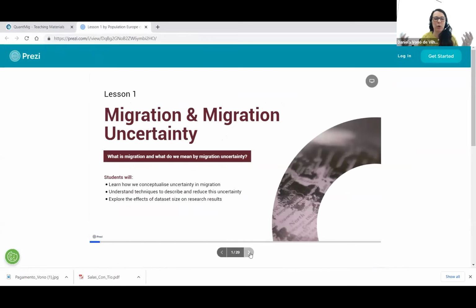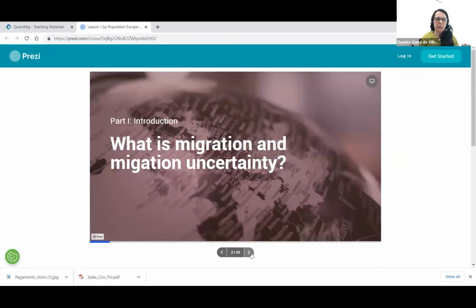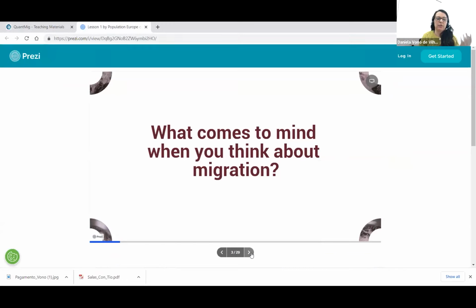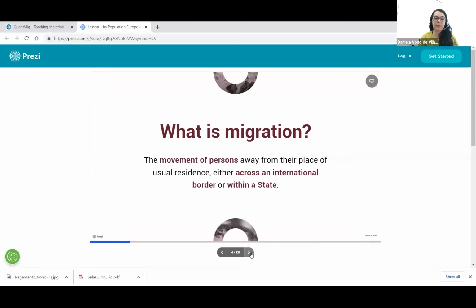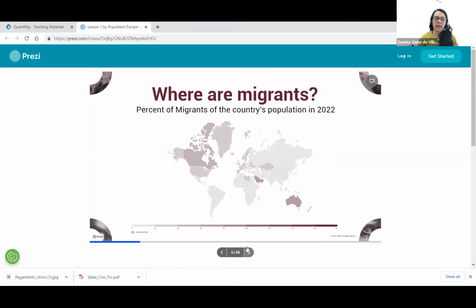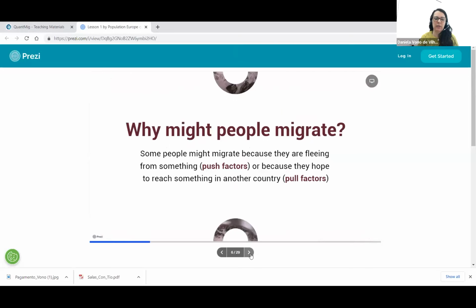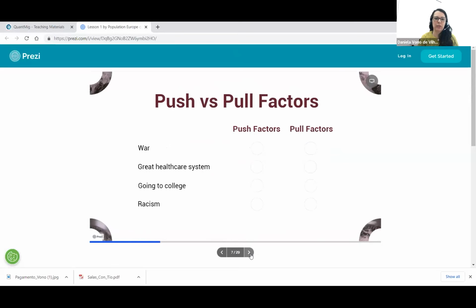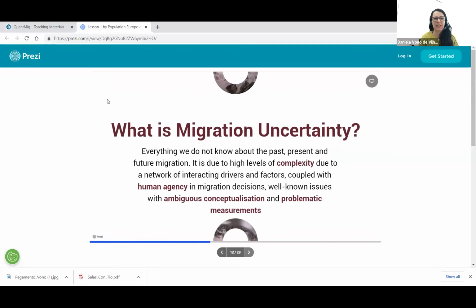So teachers don't have to download anything or prepare anything in advance. You just click under slides, and then you see the presentation. It starts with what's migration uncertainty, and then the first question, like a brainstorm in the classroom or for yourself: what comes to your mind when you think about migration? Then there is the definition, and then we have the percentage of migrants in different countries. That's just an introduction, but then we get into the question, what's migration uncertainty?